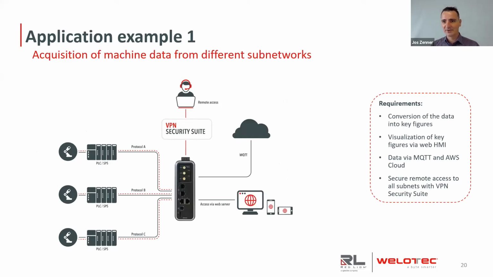Julian, can you talk a little bit about the application example? Of course. So we brought to you today application examples. Those are examples of projects that we have done. And what you see here is a typical application where, starting on the left-hand side, you have 3 different types of machines with 3 different types of PLCs. That could be Siemens PLC or Mitsubishi or Omron, whatever. So all of these PLCs communicate in their own way.